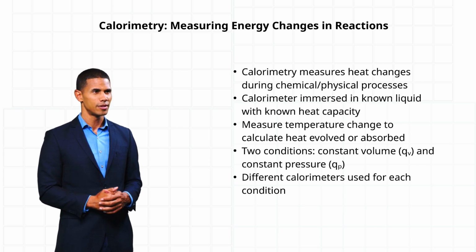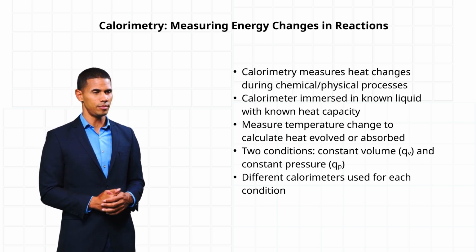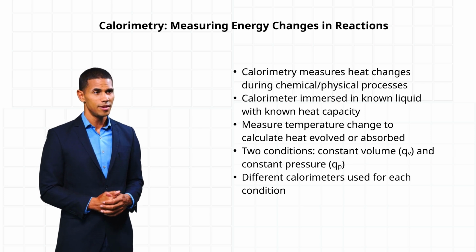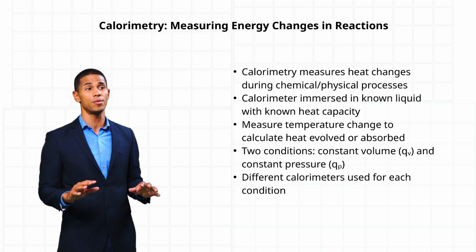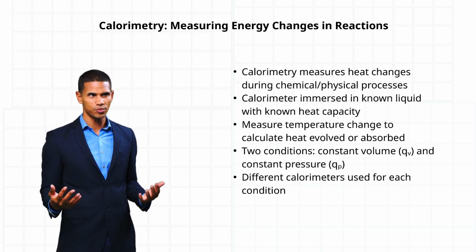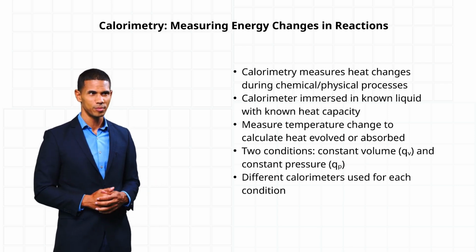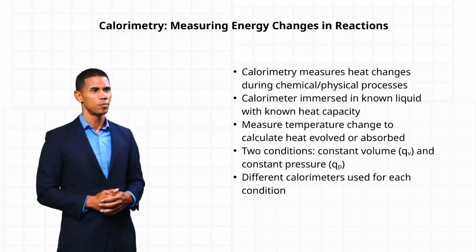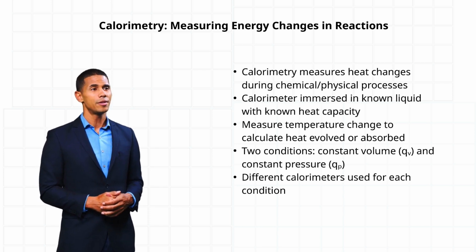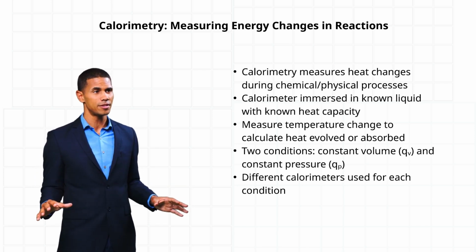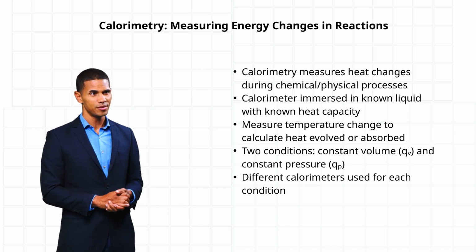There are two main scenarios to measure heat: constant volume and constant pressure. Reactions carried out in a sealed container measure Q subscript V, while those open to atmospheric pressure measure Q subscript P. Using suitable calorimeters for each case, scientists unlock insights into enthalpy and energy changes.